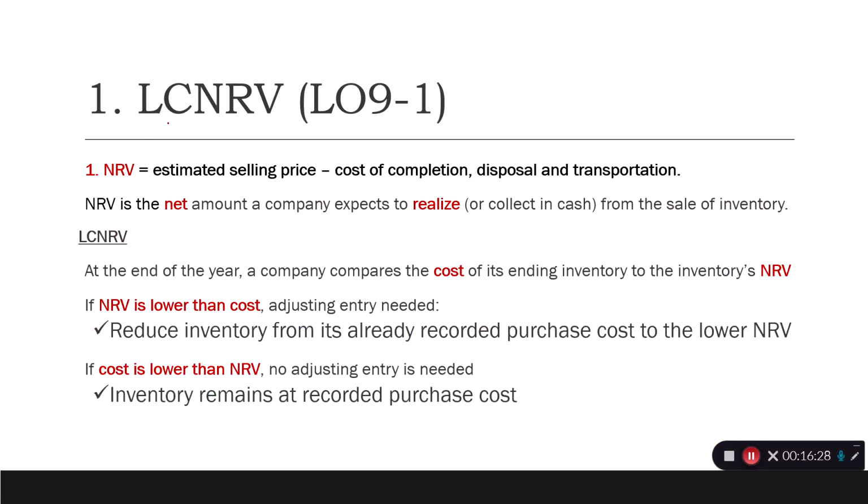Okay, so first of all, lower of cost or net realizable value. So first, how do you calculate net realizable value? It equals the estimated selling price minus the cost of completion, disposal, and transportation. So NRV is the net amount that a company can expect to realize from the sale of inventory. And so at the end of the period, how to use it: a company needs to compare the cost of its ending inventory to the inventory's net realizable value. If net realizable value is lower than the cost, then the adjusting entry needs to be written. So we will reduce the inventory from its already recorded purchase cost to the lower amount. If the cost is lower than the NRV, there's nothing you need to do.